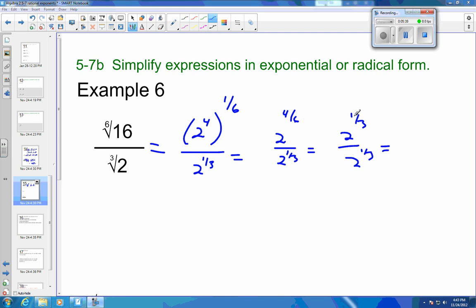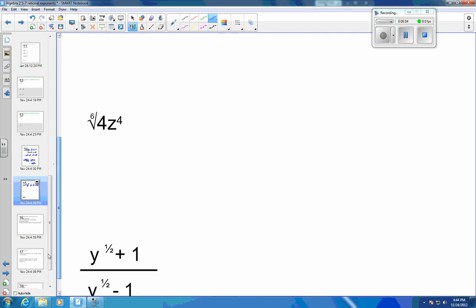Silly me. 4/6 is actually 2/3 power. There we go. That fixed my mistake. Knew something didn't look quite right here. Then when you divide, you subtract your exponents. So that's going to be 2 to the 2/3 minus 1/3, which is just 1/3. We started out with a radical, so we end with a radical. So this is the cube root of 2. Okay, next type of problem here.